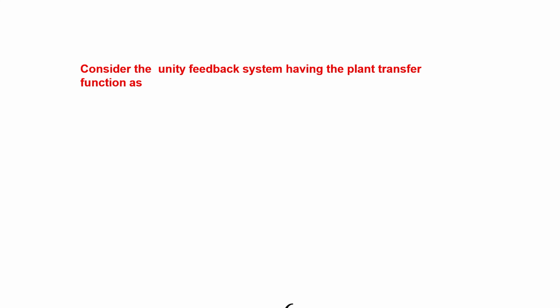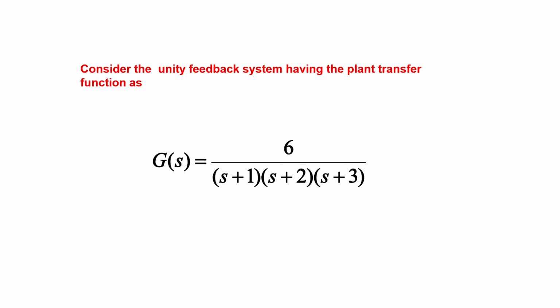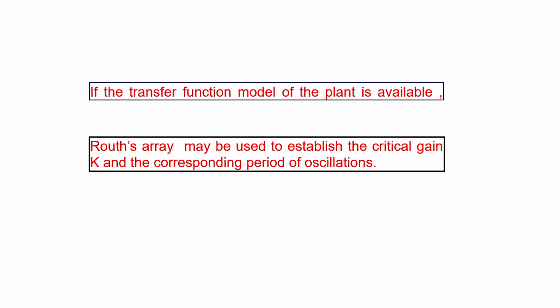And let us consider we have a unity feedback system having the plant transfer function G of S equal to 6 upon S plus 1 into S plus 2 into S plus 3. If the transfer function model of the plant is available, the Routh array may be used to establish the critical gain Kc and the corresponding period of the oscillations.